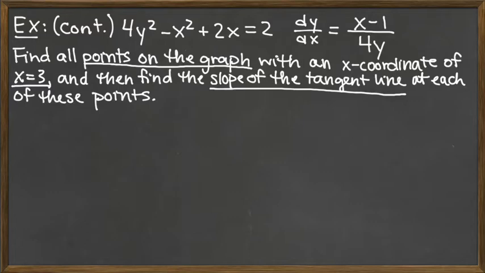This first type of question is: find all points on the graph with a given x-coordinate. So this one, it is x equals 3. And then find the slope of the tangent line at those points.